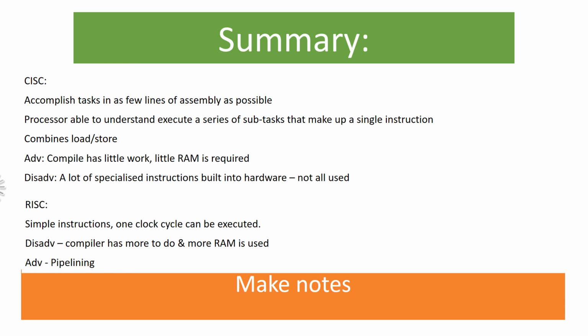Whereas RISC has simple instructions. Usually one clock cycle per instruction can be executed. However, the compiler has more work to do, more RAM is used, and it's more challenging for the programmer. But they can be used for pipelining, which speeds up the processor.